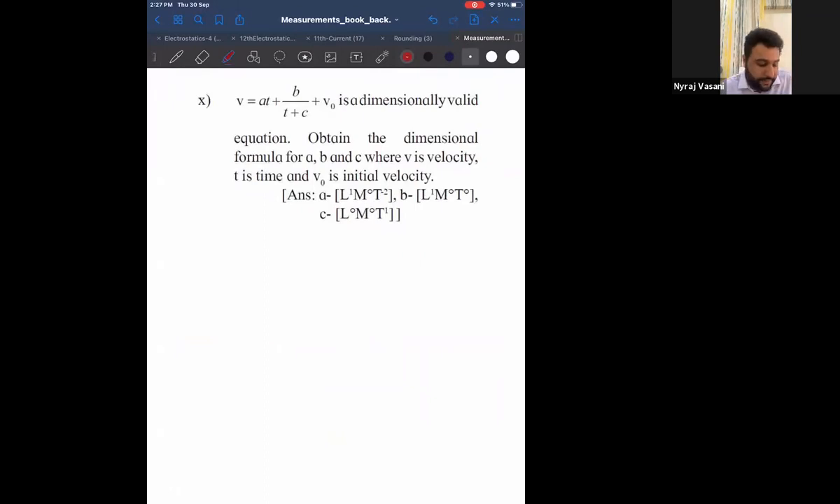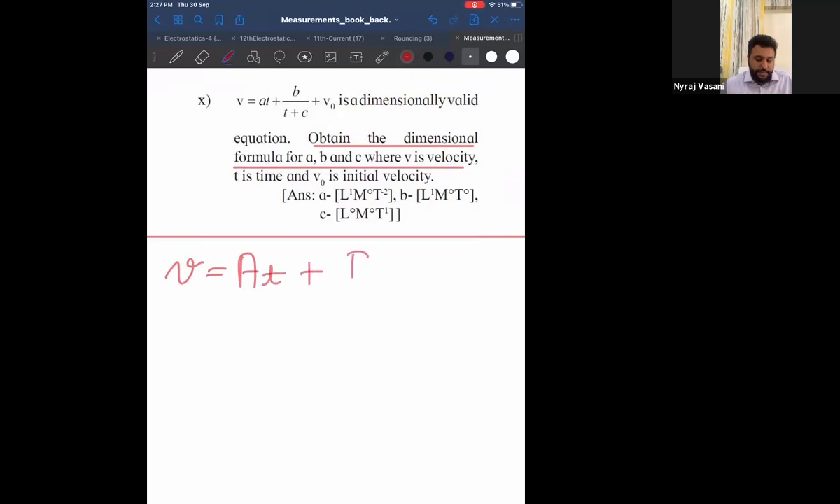Look at this. They are telling you V is equal to AT plus B by T plus C plus V naught is a dimensionally valid equation. Means they are telling you that the equation is proper. Find the dimensional formula for A, B, and C. Now let me write the equation for you in a better way. V is equal to AT plus B divided by T plus C plus V naught. This equation, get me the dimension of A, B, and C.